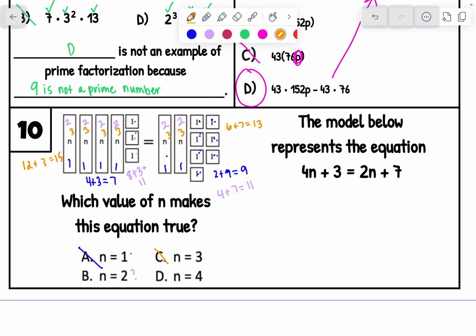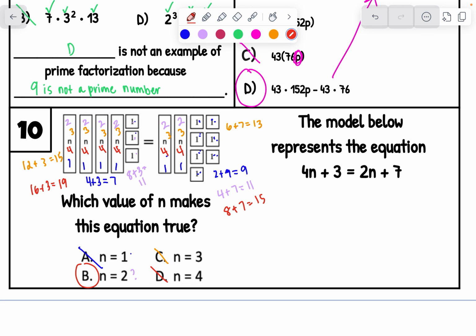And then last but not least, it's 4. So again, a 4 is getting plugged in. And then 4 times 4 is 16. 16 plus 3 is 19. 4 times 2 is 8. And 8 plus 7 is 15. So that's not right. So B was our correct answer.